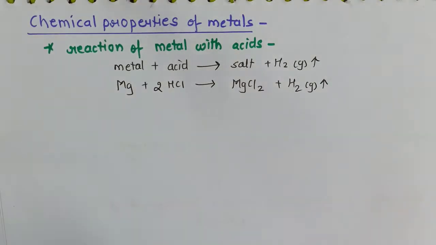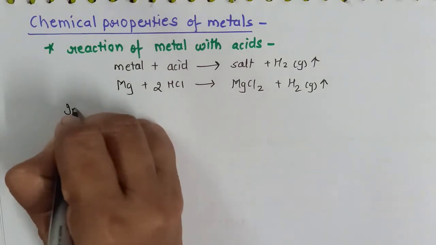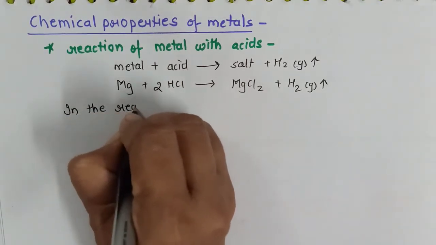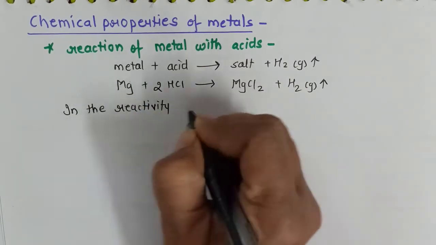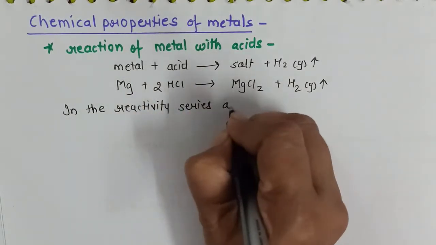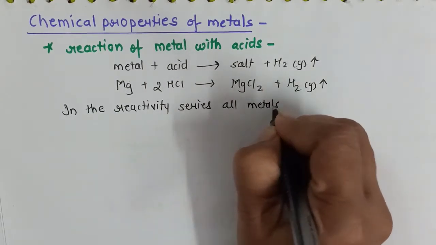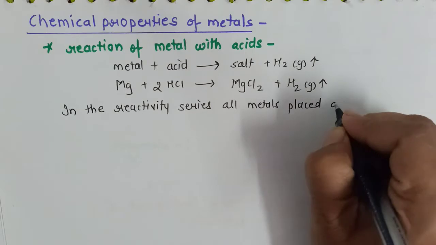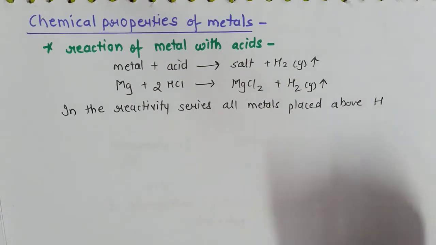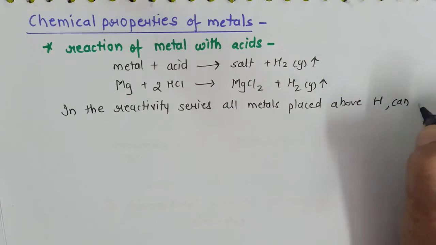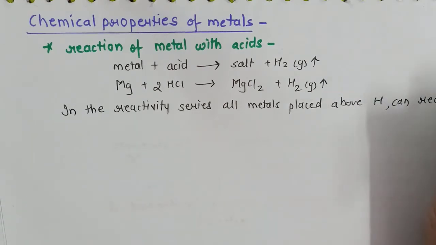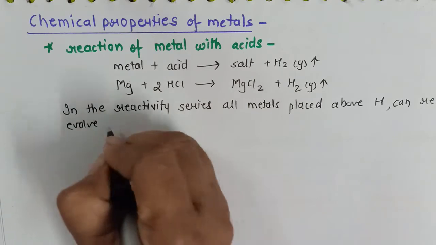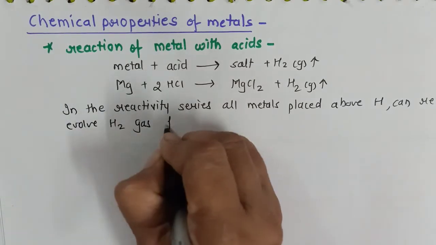Let us balance the equation: 2HCl. Now the question is, do all the acids react with metals? Do all the metals react with acid? Generally we say, in the reactivity series, and what is the reactivity series, that we will also discuss now. In the reactivity series, all metals placed above hydrogen can evolve hydrogen gas from acid.